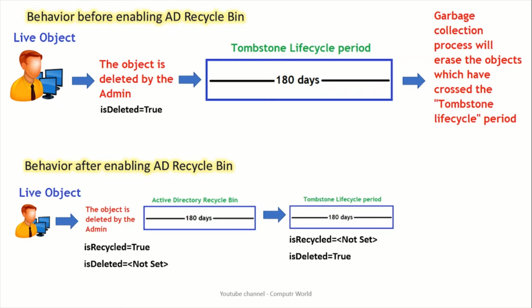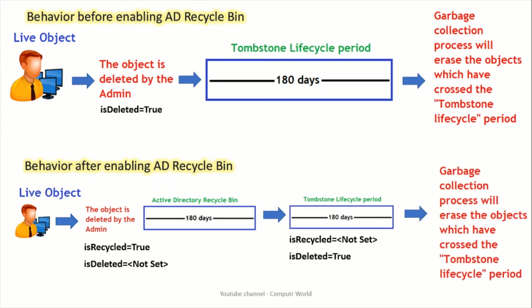Now we have to understand over here. Now the is recycled attribute is changed again back to not set, and the is deleted attribute is set to true over here. And after 180 days are passed in the tombstone lifecycle, the garbage collection process will kick in and erase all the objects which have crossed the tombstone lifecycle period. So these are the two behaviors when we enable the Recycle Bin and when the Recycle Bin is not enabled.